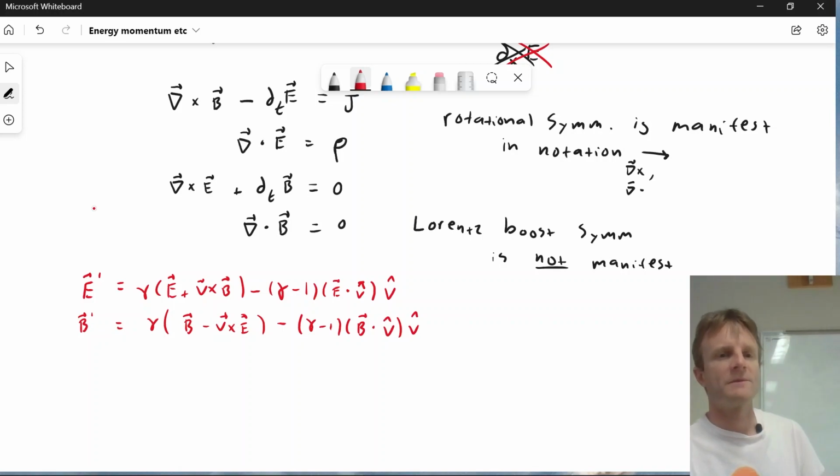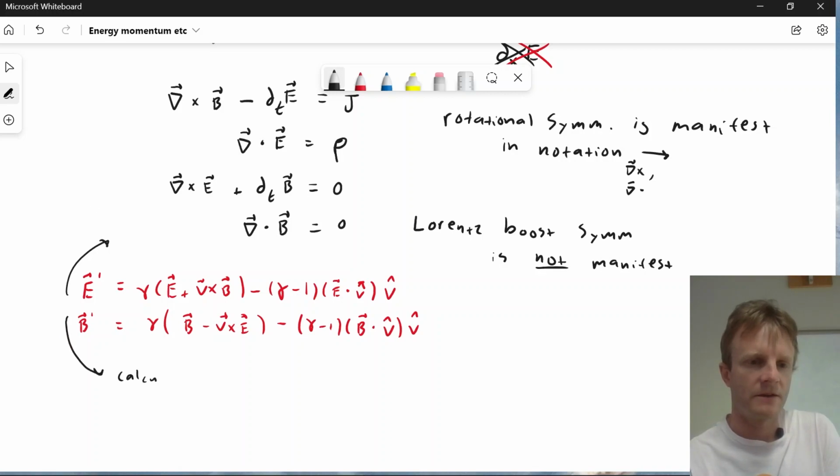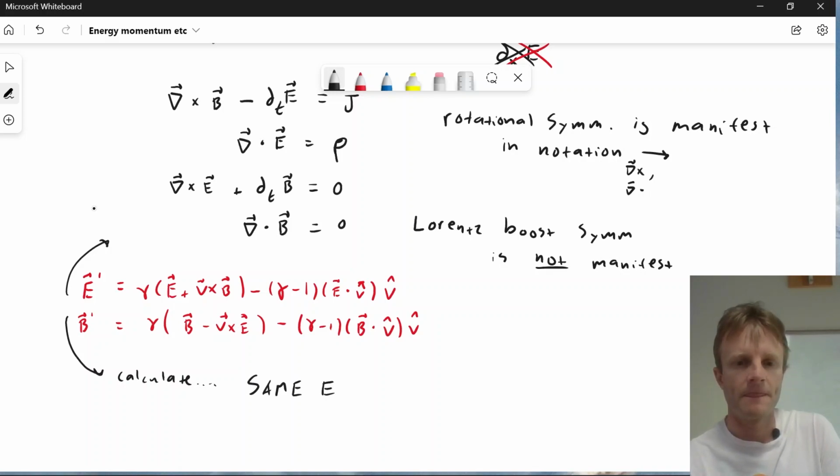So these are the formulas, and you can go look in your E&M textbook for how you express E and B in a new frame. And they're quite complicated. But the claim is, if you plug them in there and do a lot of work, calculate, you'll get the same equations with primes. That's it. You just put a prime on B and E.